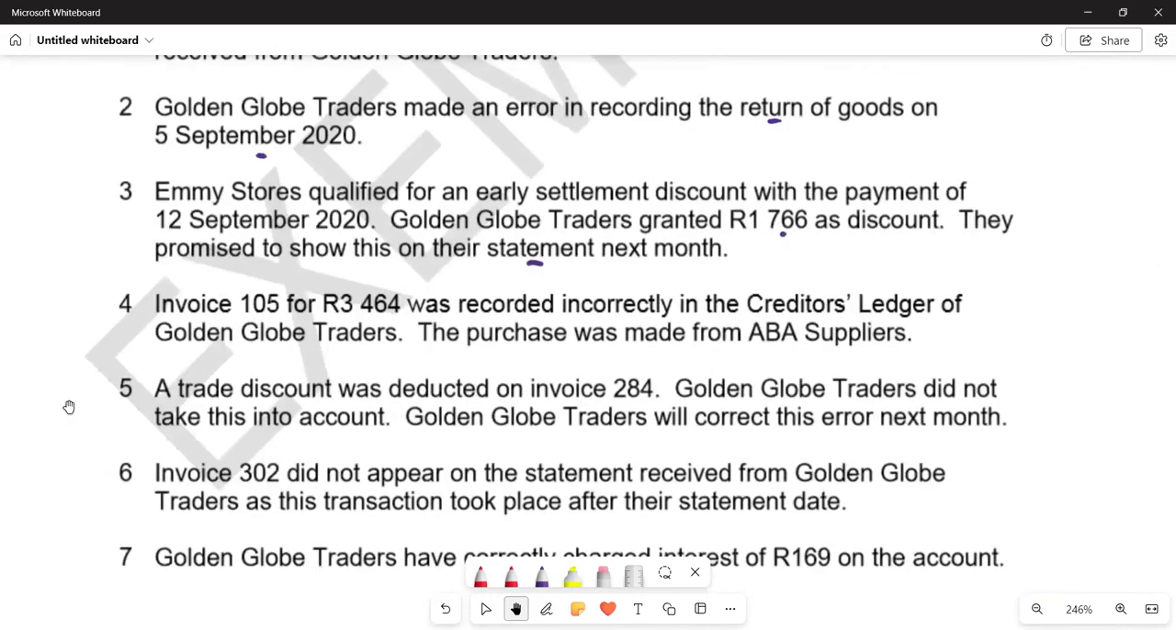On 4, it reads invoice 105 for 3,464 was recorded incorrectly in the creditors ledger of Golden Globe Traders. The purchase was made from ABA suppliers. So this error is in the creditors ledger. It means our statement is correct. So we check in the statement invoice 105.